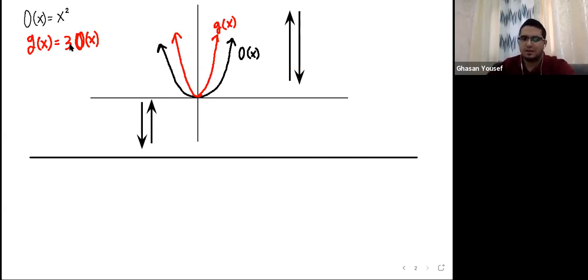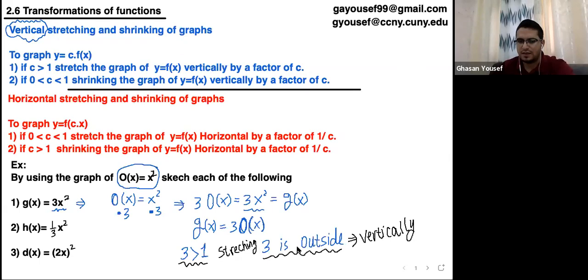What does the 3 represent? This 3, again, if the 3 is outside, you have to write that 3 is outside, which means vertically. This is the first step. And when you see 3 is greater than 1, you go back to the rules. If c is greater than 1, we have to stretch the original function. The original function here is o of x equal x squared, the parabola.